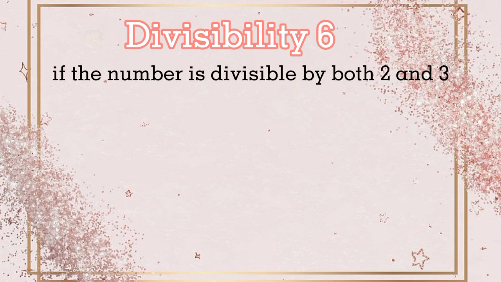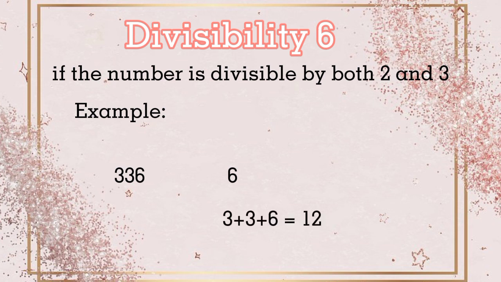Next is divisibility by 6. To check if the number is divisible by 6, we will see if the number is divisible by both 2 and 3. Example, 336. This number is divisible by 2 because its last digit 6 is an even number. Also, 3 plus 3 plus 6 is equal to 12 and 12 is divisible by 3. So 336 is divisible by both 2 and 3. So we can say that the number is divisible by 6.